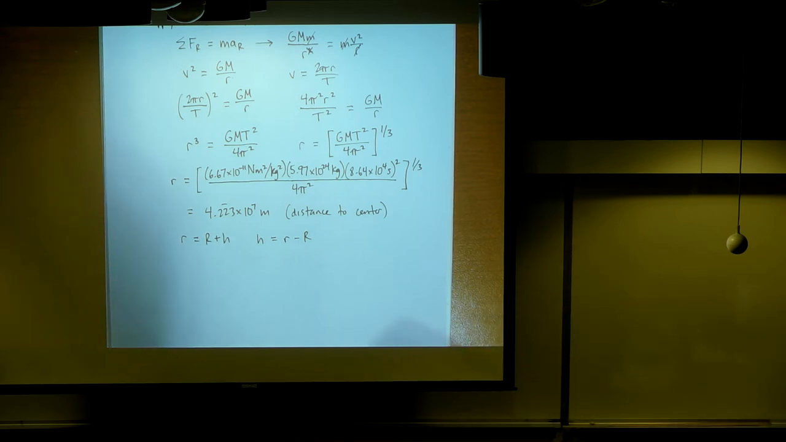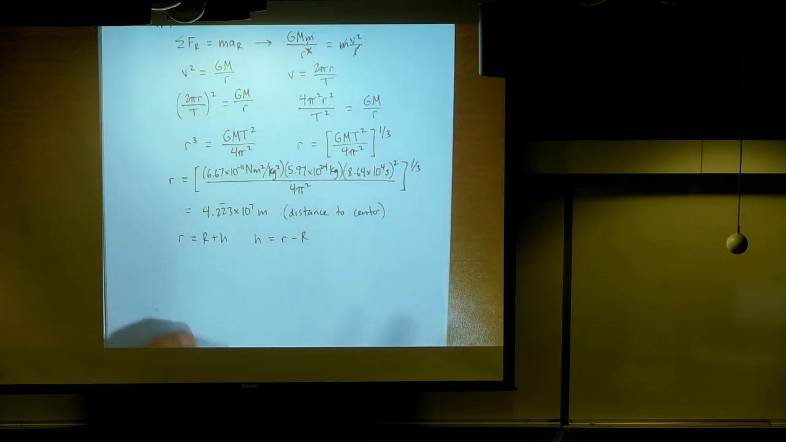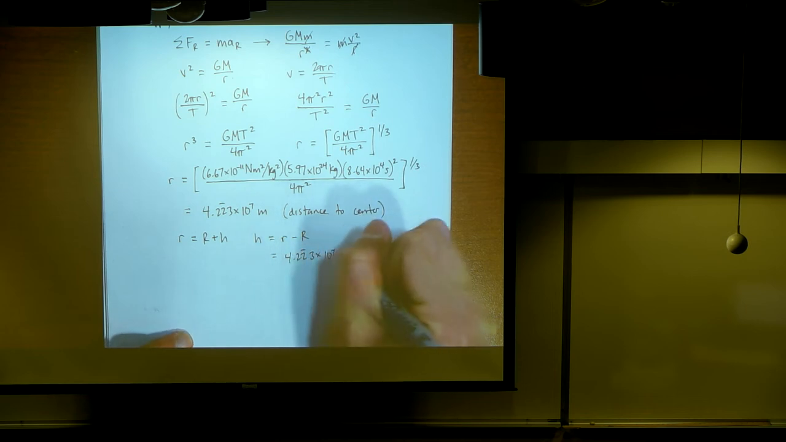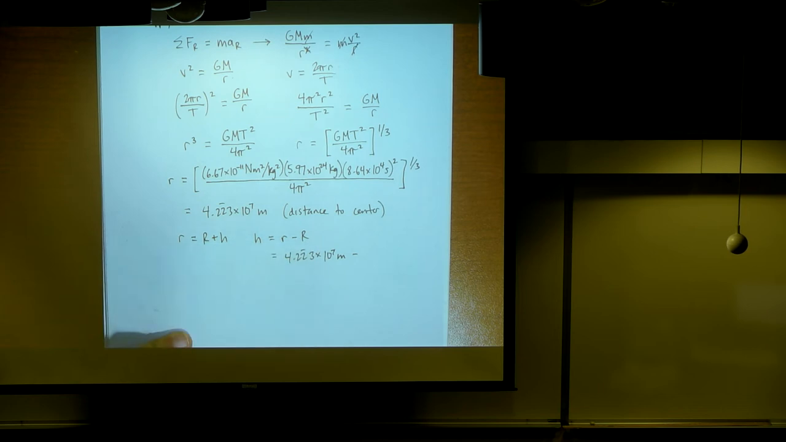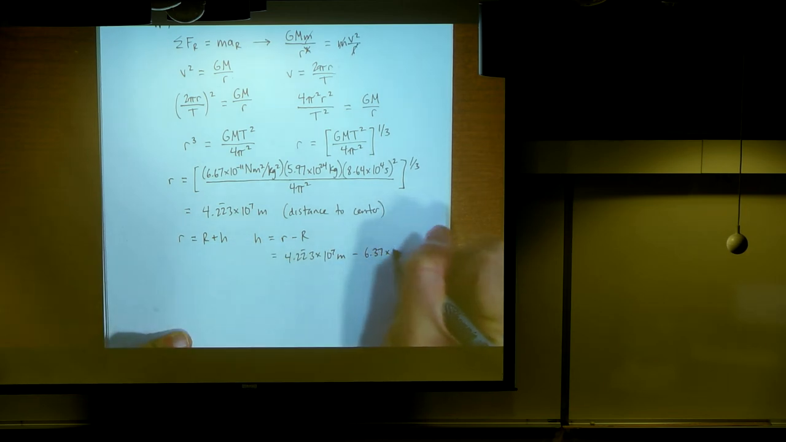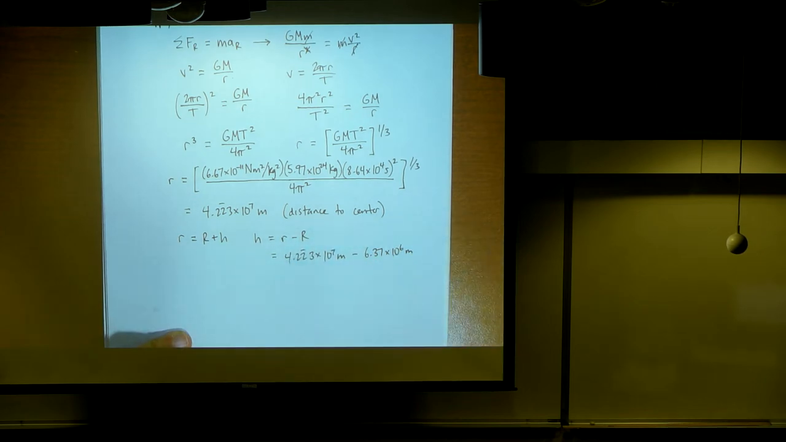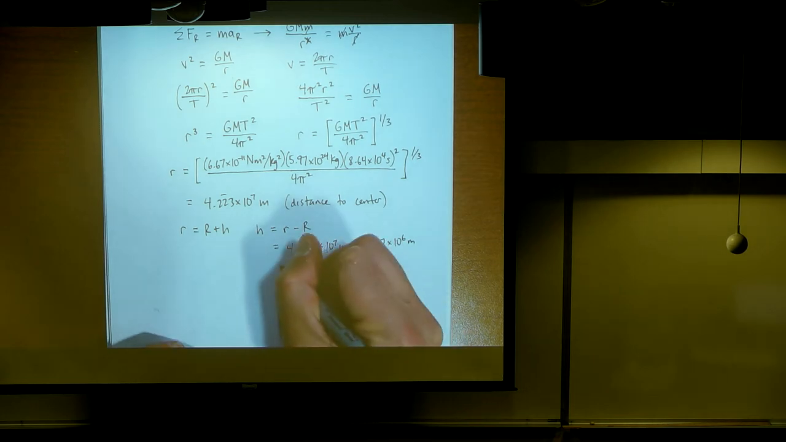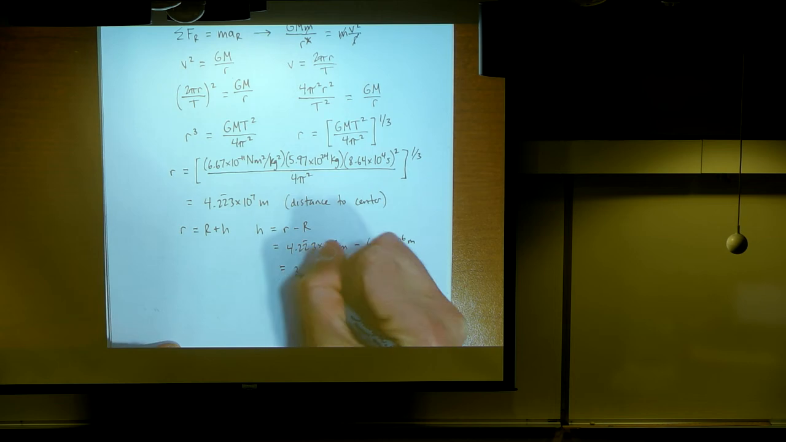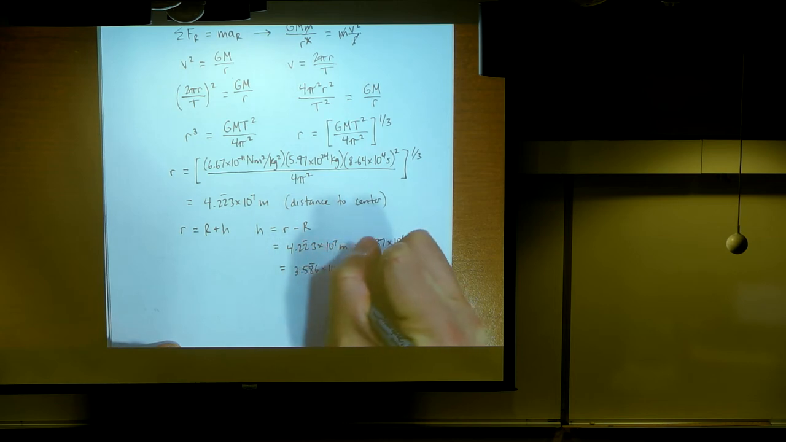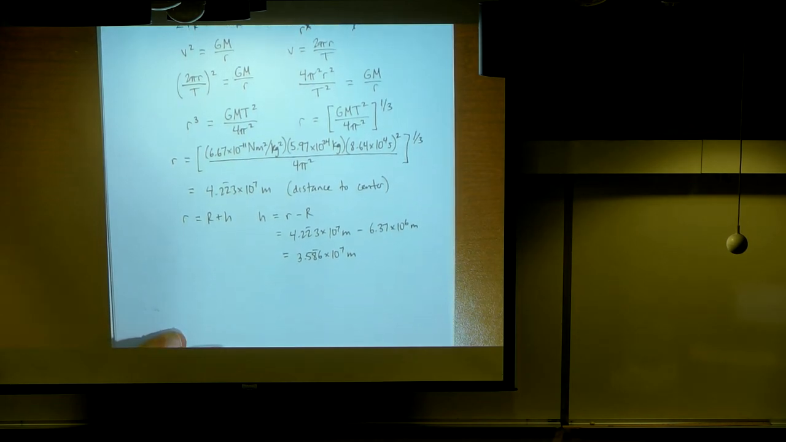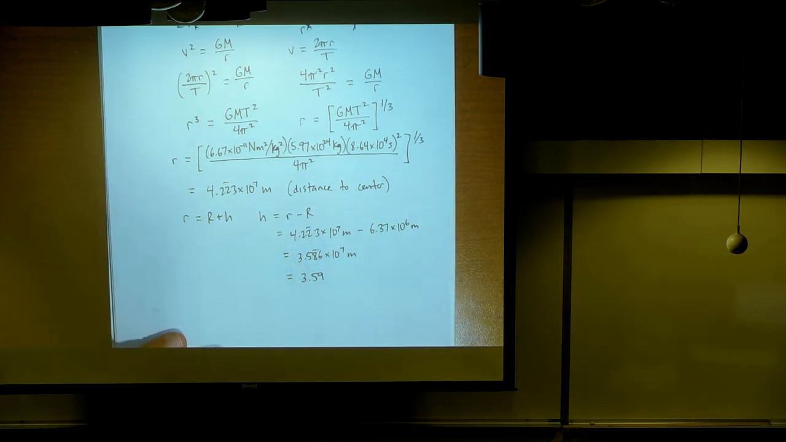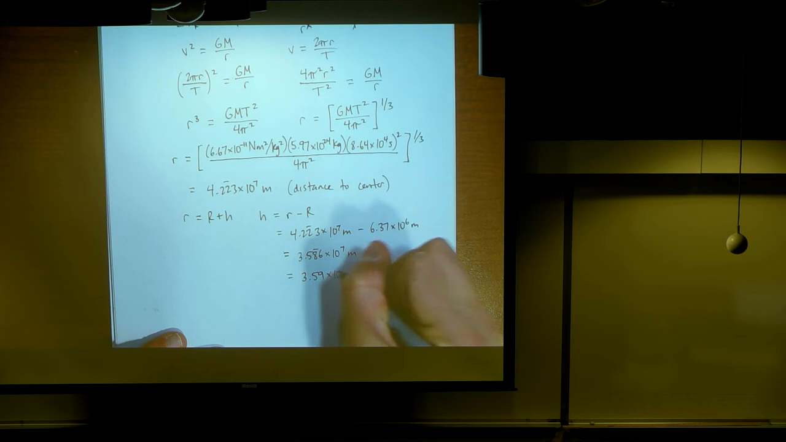So let's put in what we know. We have little r, which is 4.223 times 10 to the 7 meters. And then this is the radius of the Earth, which is 6.37 times 10 to the 6 meters. That's the radius. We've seen that before. Okay, you crunch these numbers. Here's what you get. You get 3.586 times 10 to the 7 meters. Or if you want to express this in kilometers, let's round it to 3.59, because we have three sig figs here, times 10 to the 4 kilometers.